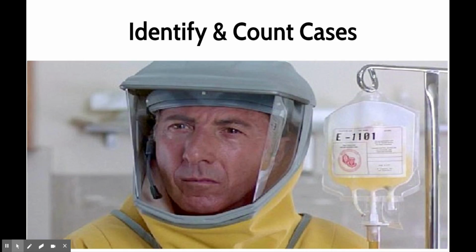So now that we have our set of criteria, we need to be able to go out and actually identify people who fit this criteria and count them. This is Mr. Dustin Hoffman from the movie Outbreak.